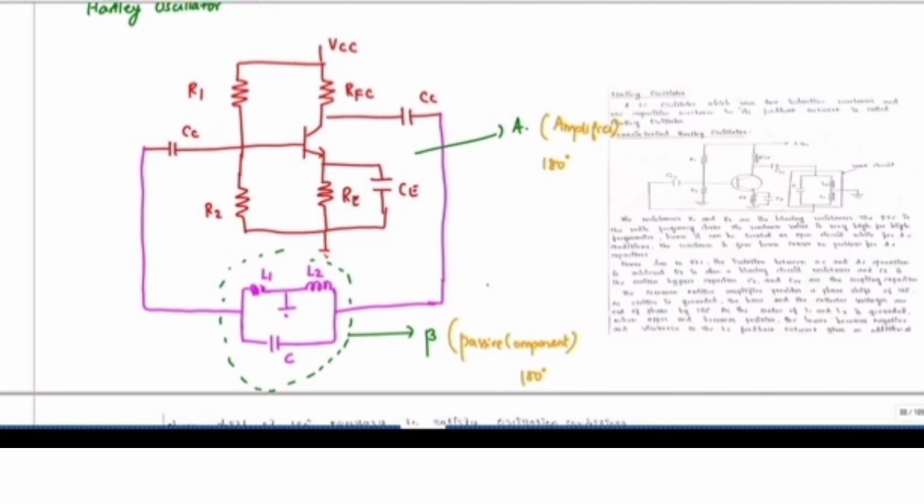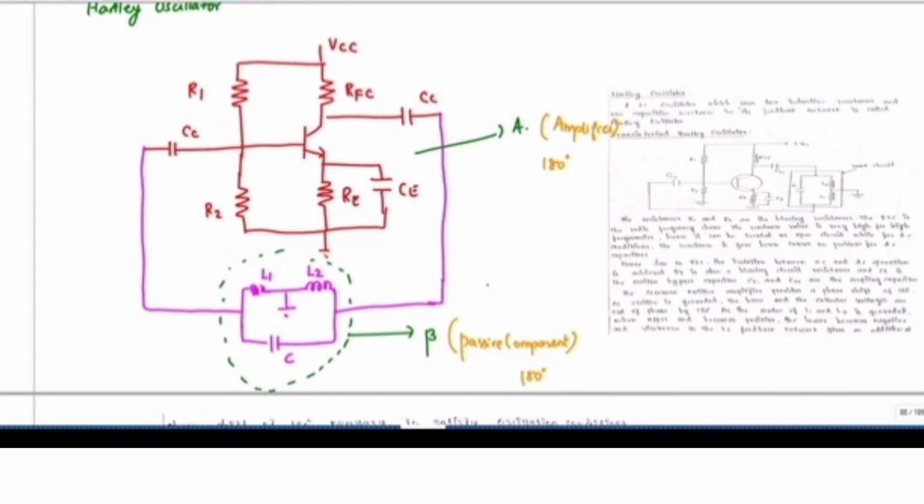What is the working? Whenever we turn on the DC power supply, small noise signals and the initial current start oscillation in the circuit. As you know, the tank circuit consists of two inductors and one capacitor. The capacitor gets charged and discharged through the inductors, which causes an oscillatory motion of energy between the magnetic field of the inductor and the electric field of the capacitor.